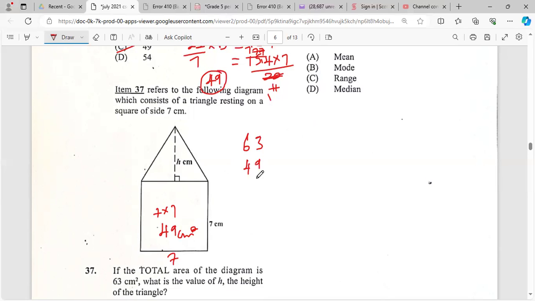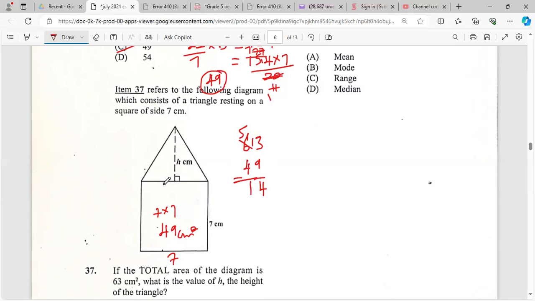Now, because the two of them add up to give it, right? You see the reason, guys? So 9 from this leaves 4. 4 from that leaves 14. So the area for the triangle will be 14.